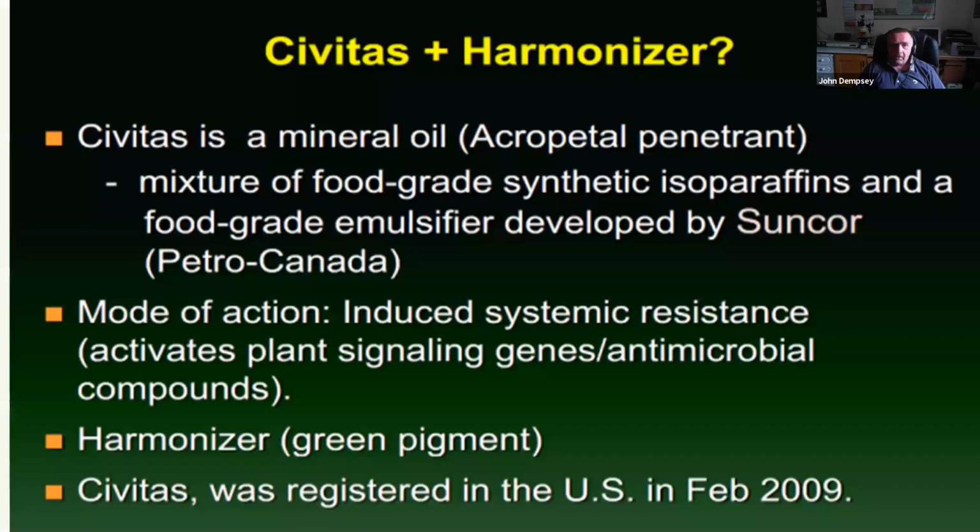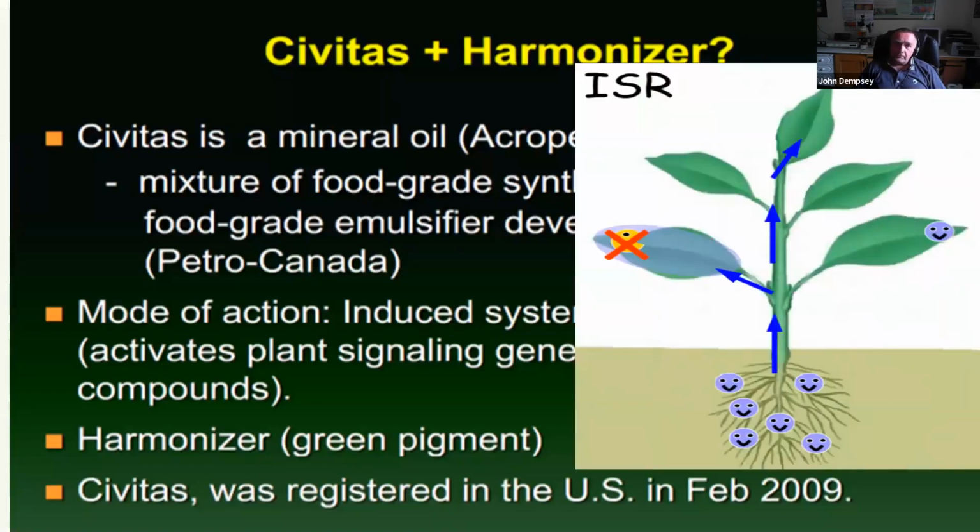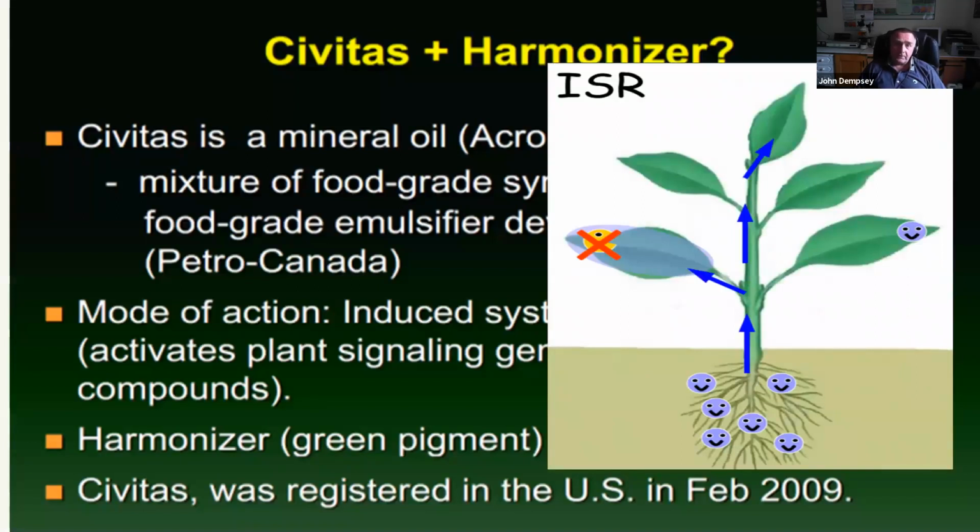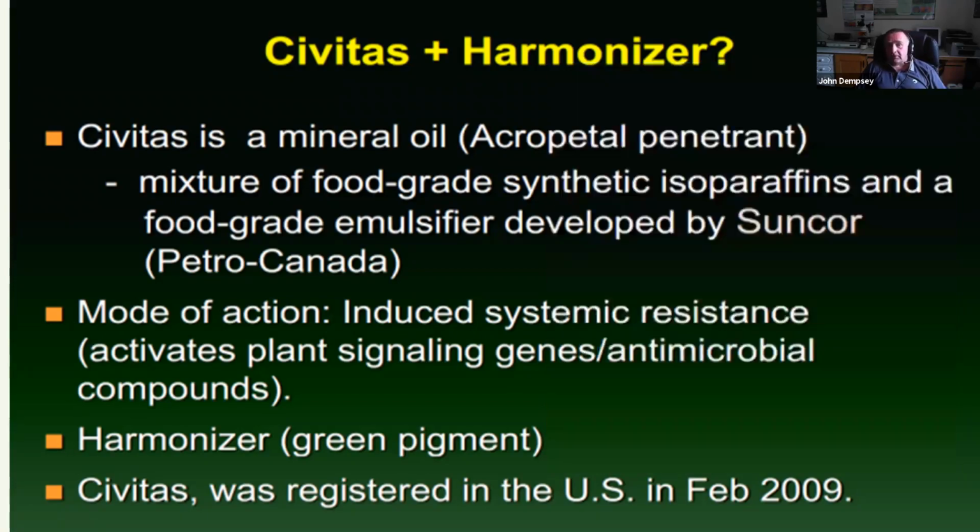I'm just going to mention Civitas. This is a product from Canada. It's used a lot in the States and Canada. This is a great example of induced systemic resistance. It's a mineral oil which is applied to plants prior to infection, and it induces these response mechanisms in plants and is very effective at reducing disease levels.